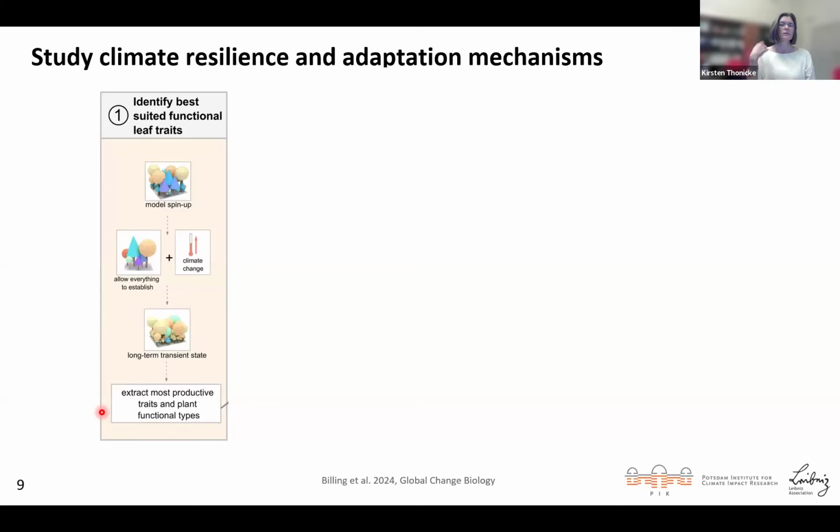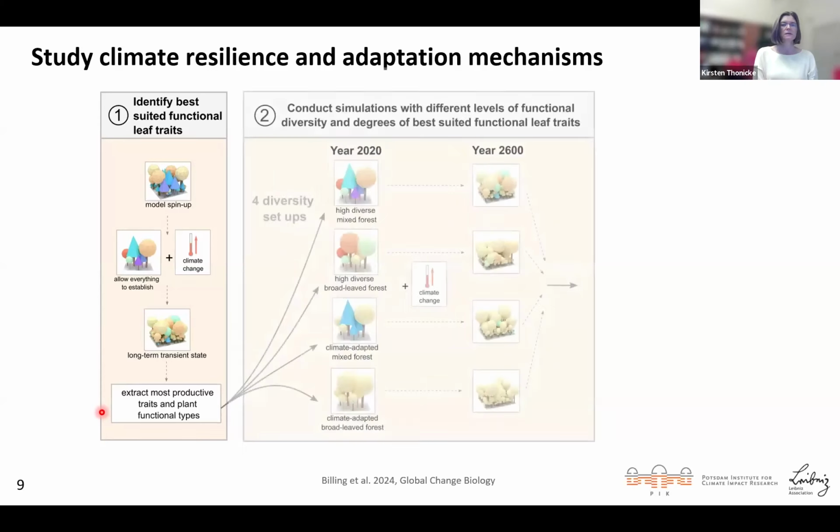To then rerun some of the simulations in 4 different setups. The high diverse mixed forest would be where you allow all PFTs that can establish at the site with their full trait diversity. In the second one, you would allow full trait diversity, but only for broad-leaved trees.